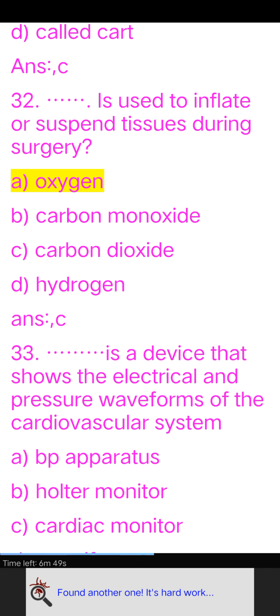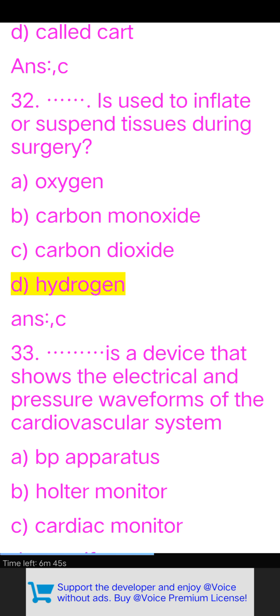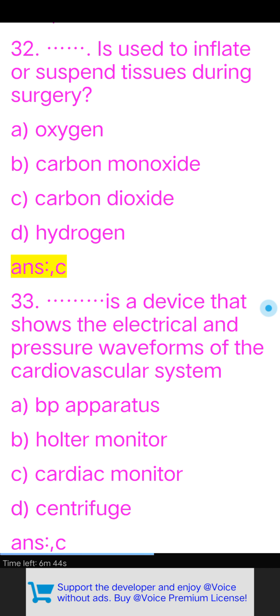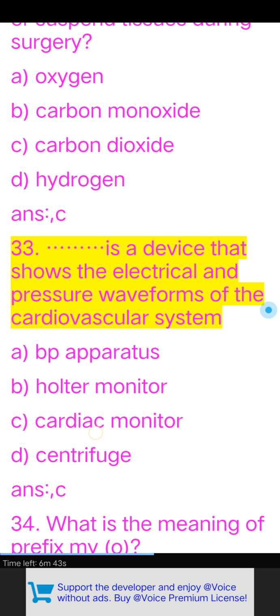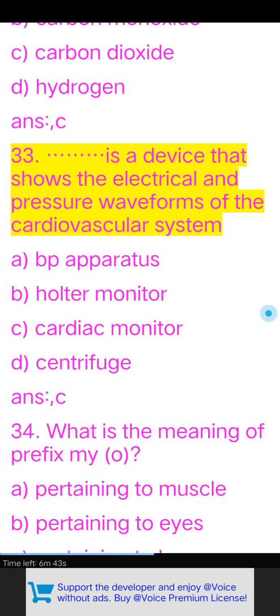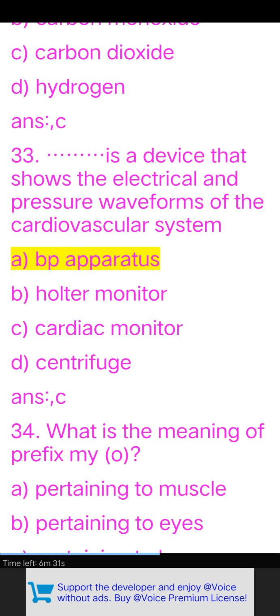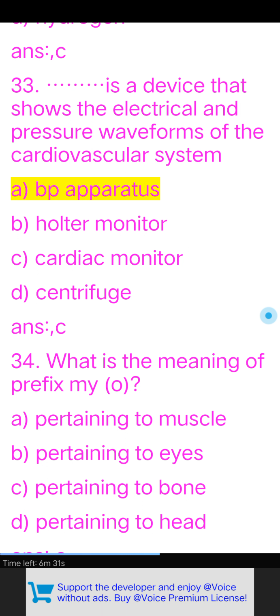A. Oxygen. B. Carbon monoxide. C. Carbon dioxide. D. Hydrogen. Answer: C. 33. Dash is a device that shows the electrical and pressure waveforms of the cardiovascular system. A. BP apparatus. B. Holter monitor. C. Cardiac monitor. D. Centrifuge.